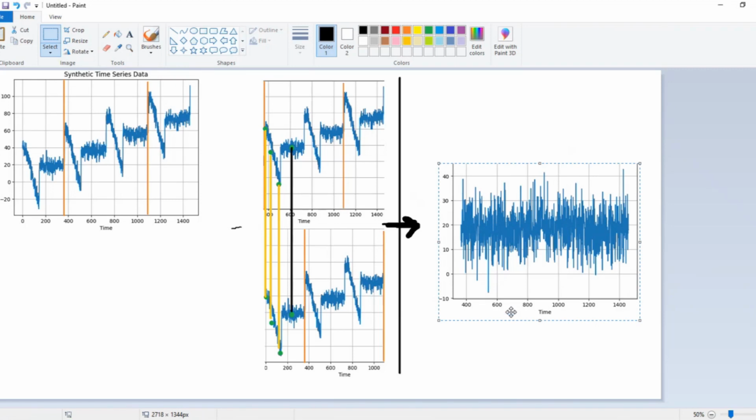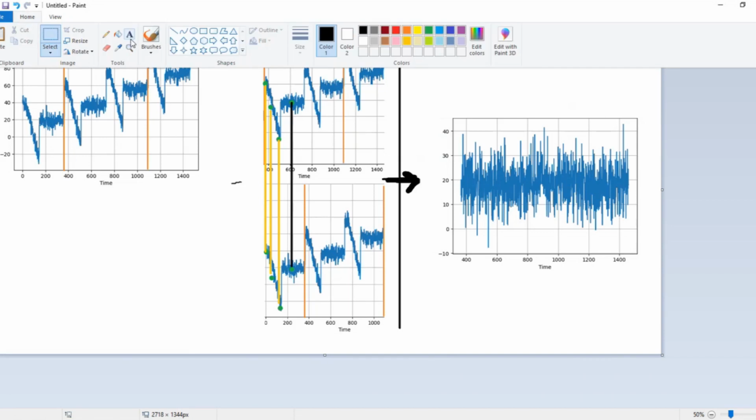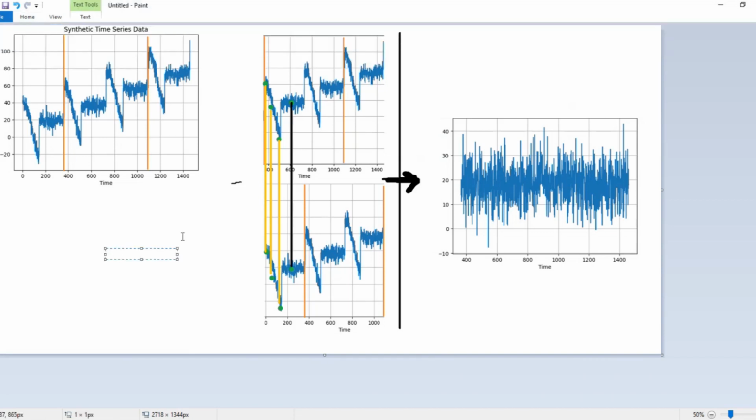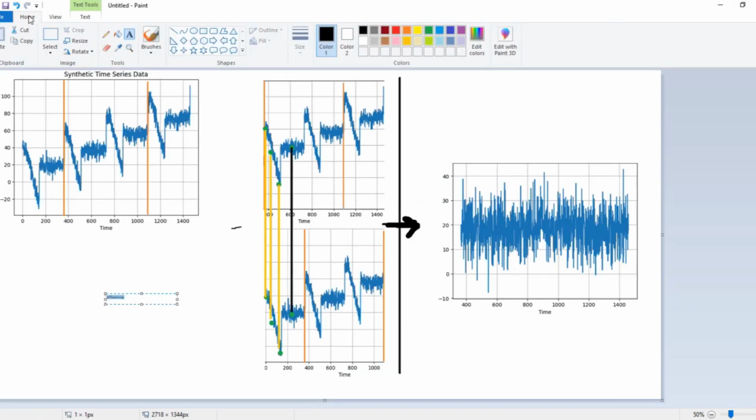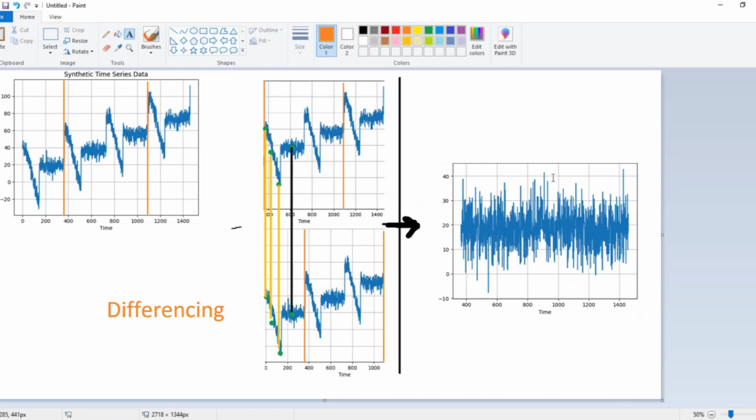Okay, understood now? What's happening? So if you do this, this technique is called differencing. Can you see the font? Okay, so this technique is called differencing. Now, what is differencing helpful for? To remove trend and seasonality.